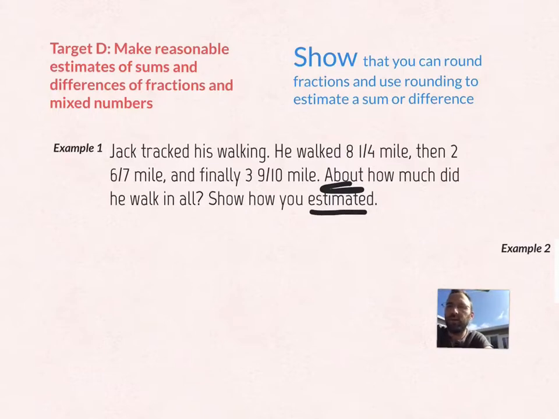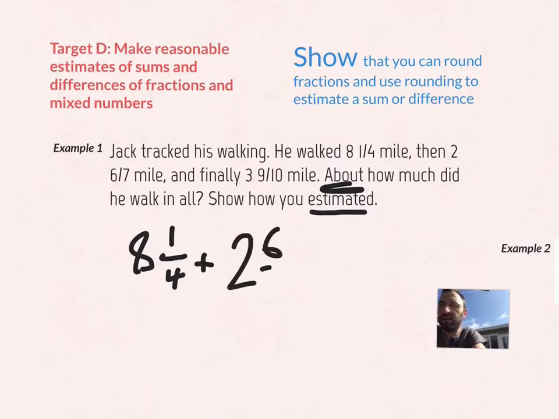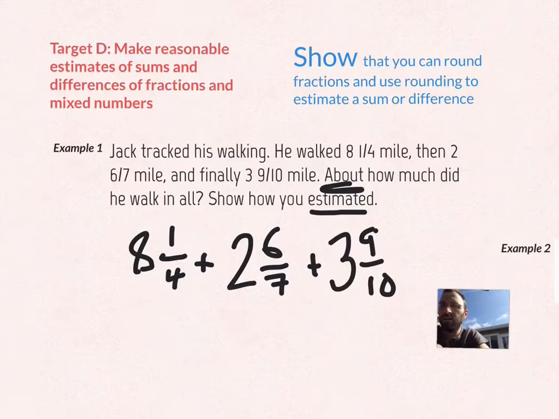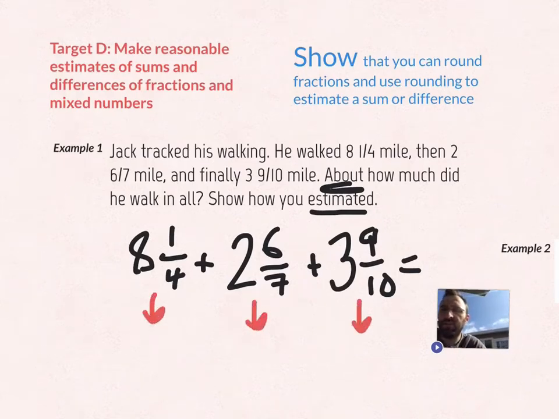So we would want to first go ahead and just write out if this is an addition or subtraction. And this is 8 1/4 of a mile first, plus 2 6/7 of a mile, plus 3 9/10 of a mile. And because it's an estimate, we don't need to find the exact solution. What we're going to do instead is use rounding to get a close enough answer.